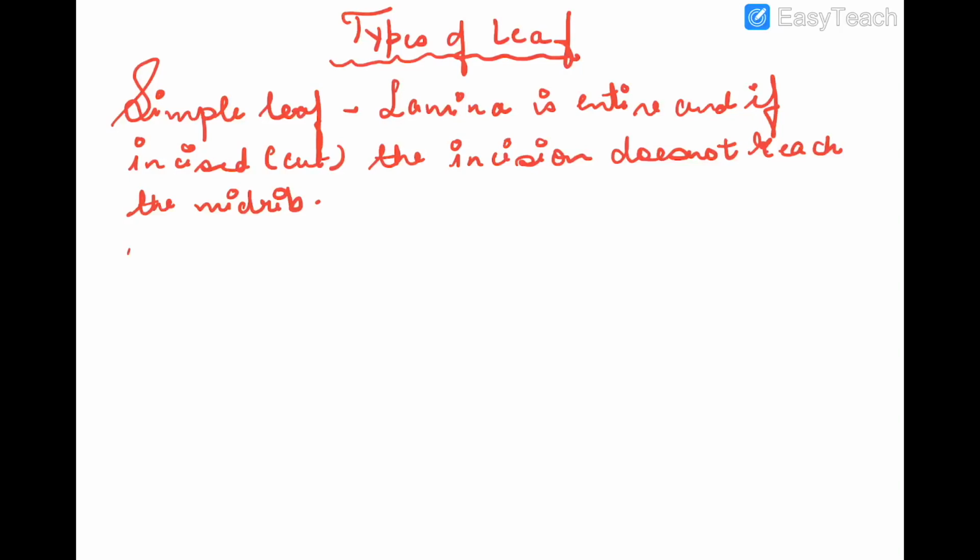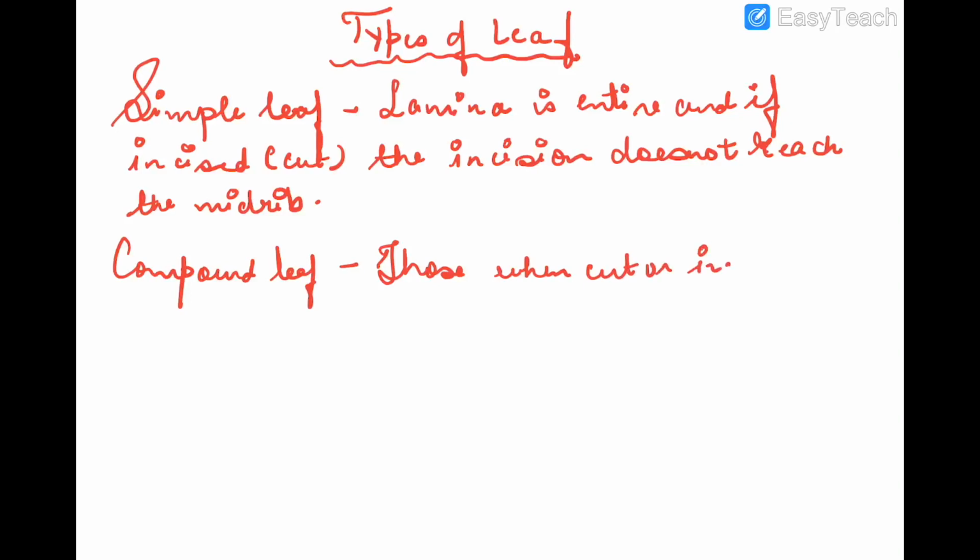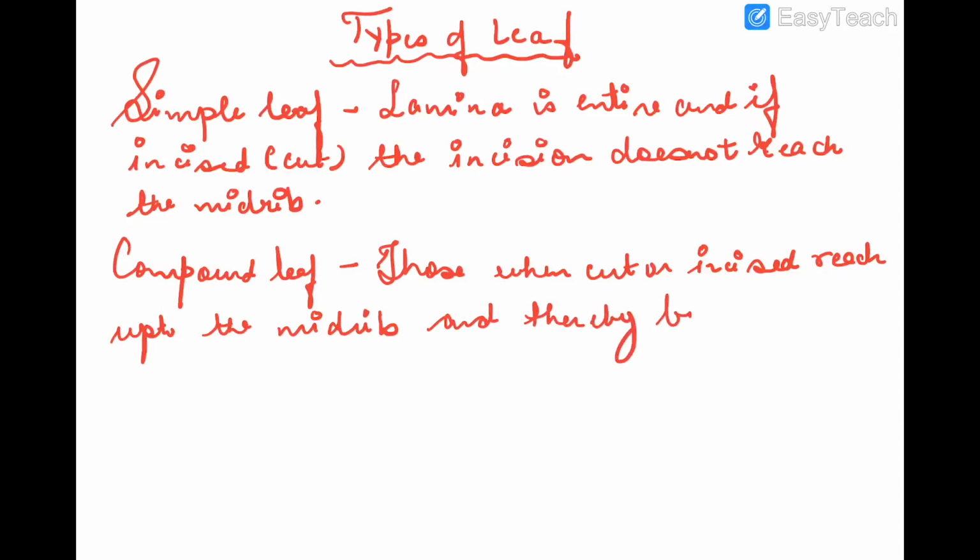Now let us talk about compound leaf. Compound leaves are those leaves which, when cut or incised, the incision will reach up to the midrib, and thereby break it into many leaflets.